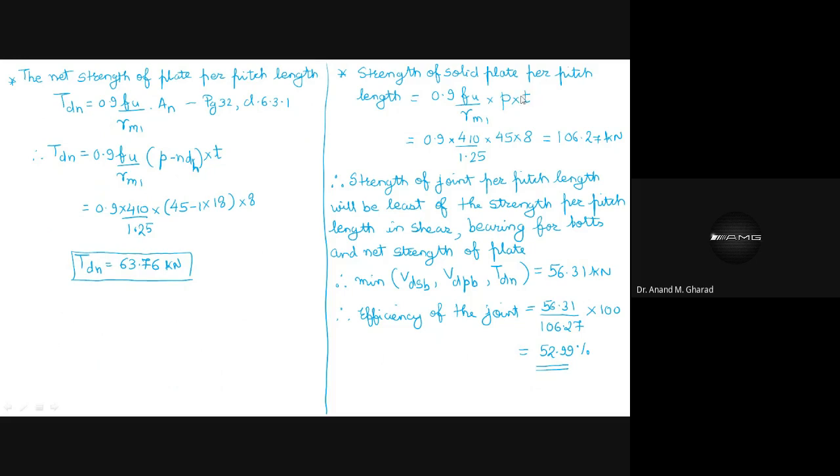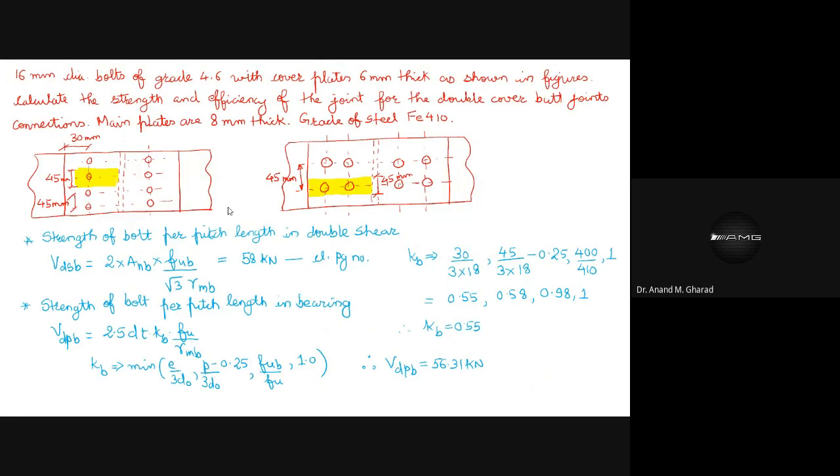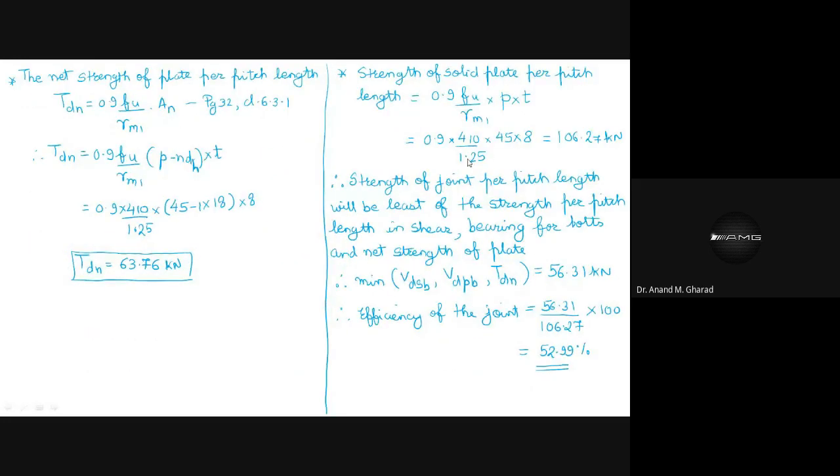Always remember, as per IS code, this T will be the least value. Minimum. So, fine. You substitute these values, whatever are given, and now you can see when we are using this TDN equation, we have this gamma m1 value, and therefore gamma m1 has to be defined. So this gamma m1 you can get from table number 5. Okay, table 5, and then you will calculate this value.